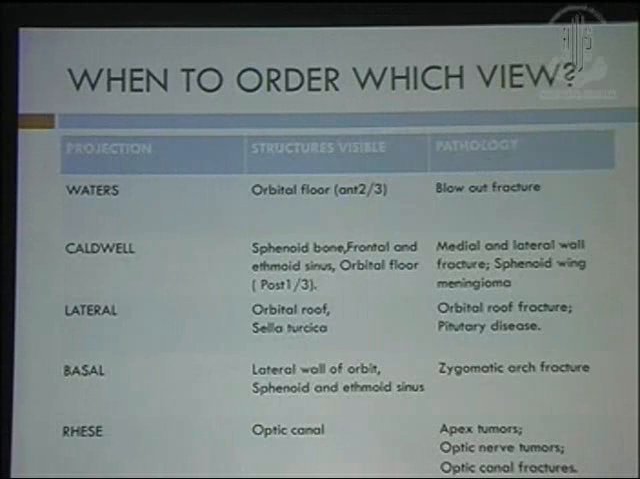So these are the various positions, various projections which you can do while you are doing an X-ray. The one is the Waters view, which I told you already. It's a blowout fracture view. It picks up the fractures in the anterior two-thirds. And if it is the posterior one-third which is being involved, you can do a Caldwell view.